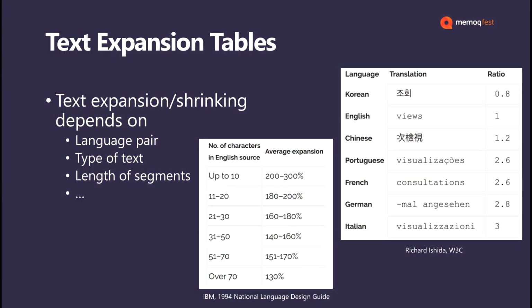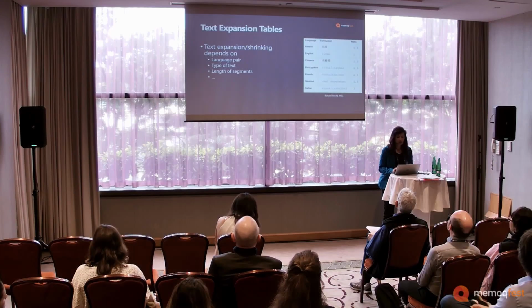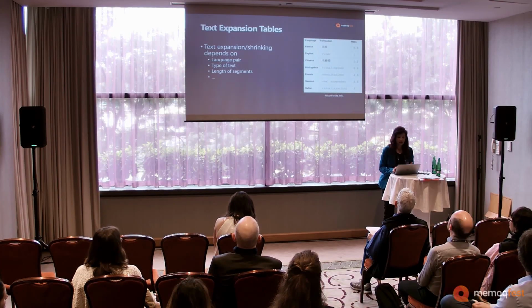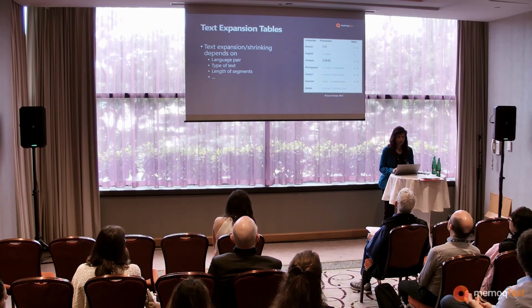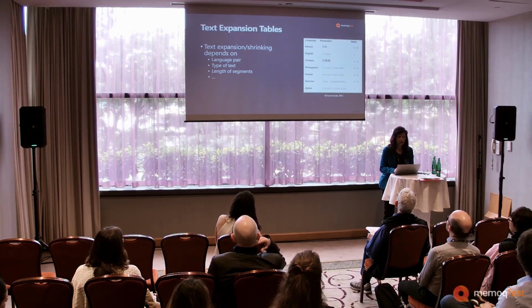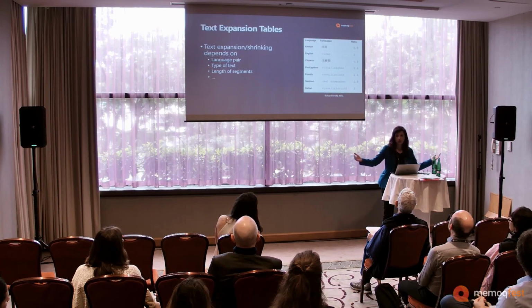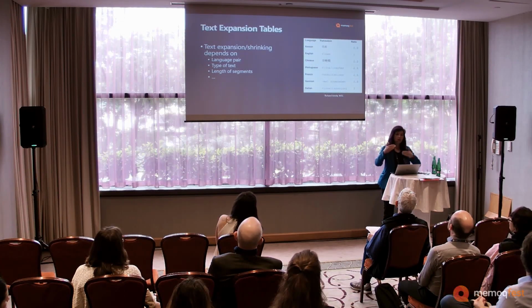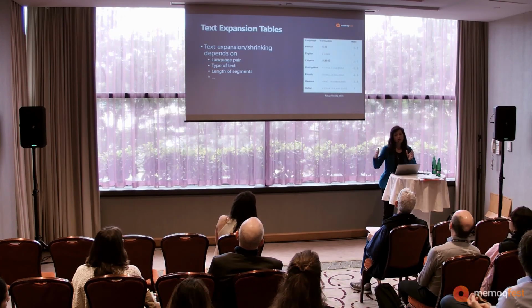Here's an example that I found on the website of the W3C. They go with the first word, English "views", and translated it into different other languages and show the rate of how much it expands. So you can see for Korean it shrinks, for Chinese it expands, sometimes it shrinks, it depends on what translation you're using. But you can see that from a single small word in English you can go to a huge word in another language. If it's more text, like 2-3 lines of text, the expansion rates are usually not that big.